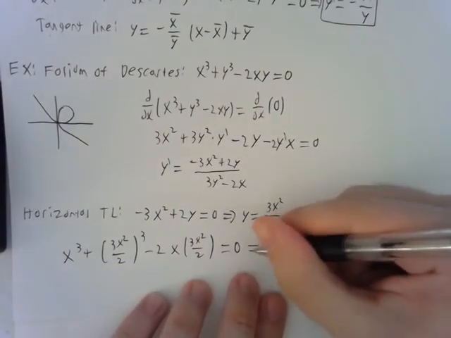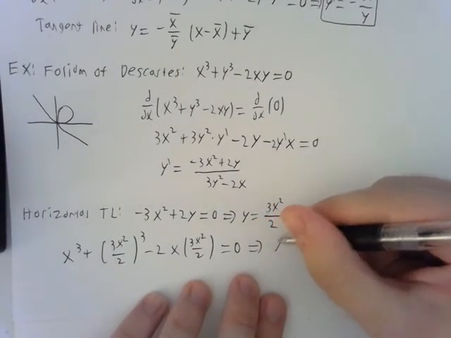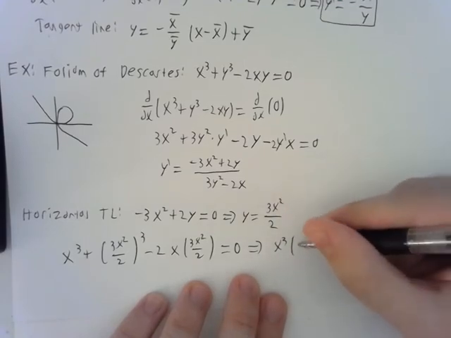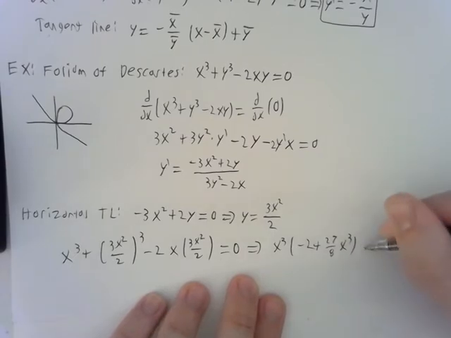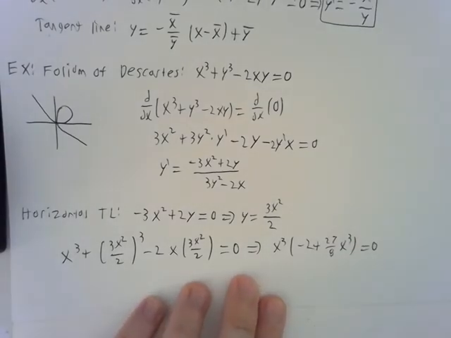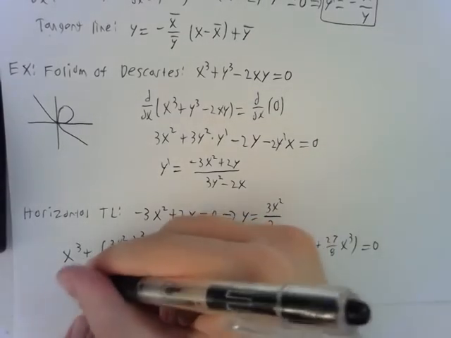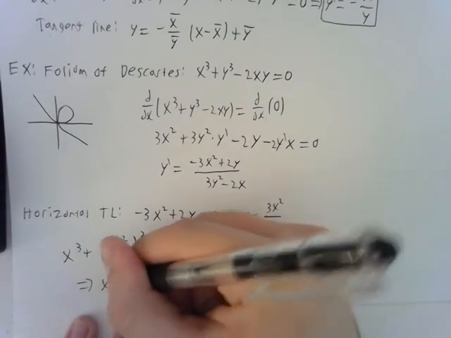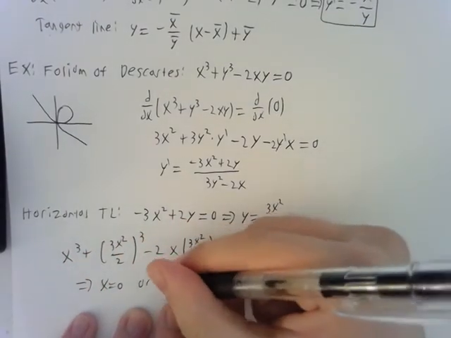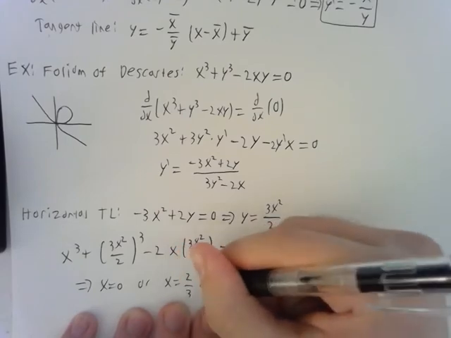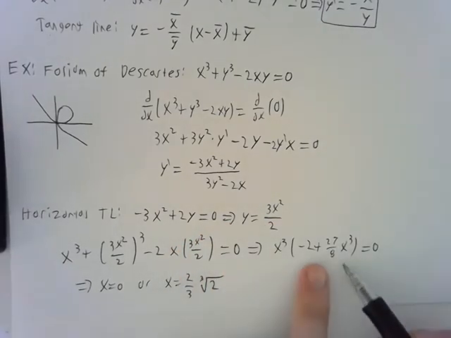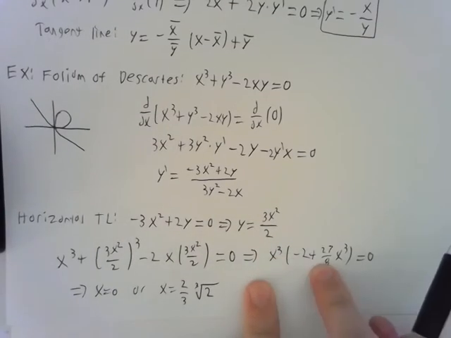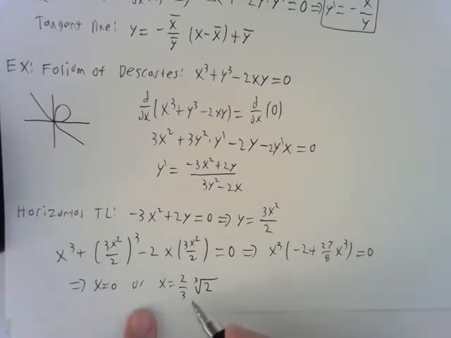And if we rearrange this, we get x cubed times (negative 2 plus 27 over 8x cubed) should be equal to 0. And this tells us that either x equals 0 or x equals 2/3 cube root of 2, if my calculations are correct. You have to do a bit of arithmetic here, but basically I'm just saying either this is 0 or this is 0, and that leads to these two possibilities.